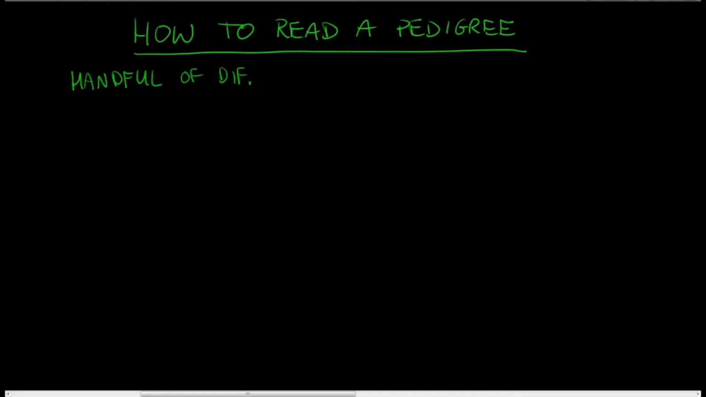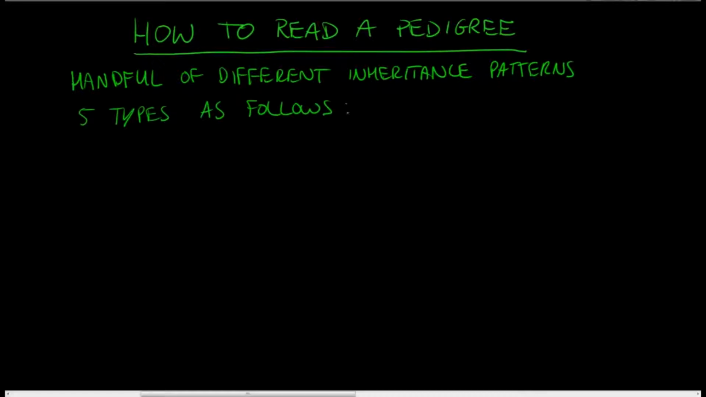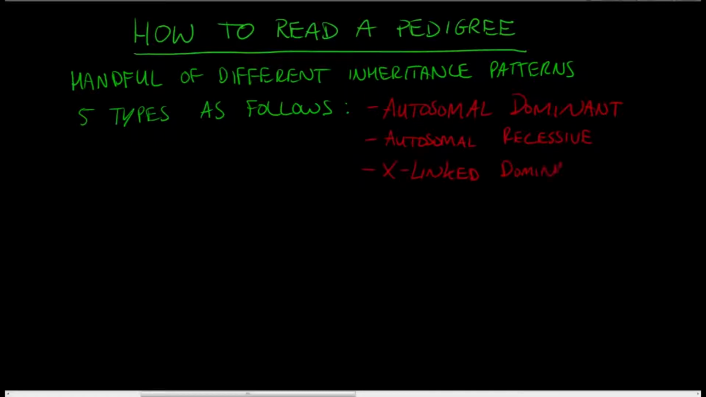Welcome to How to Read a Pedigree Chart. There are a handful of different inheritance patterns that can be observed in pedigree charts. You will be expected to know how to identify 5 different types of inheritance patterns, and they are as follows: autosomal dominant, autosomal recessive, X-linked dominant, X-linked recessive, and Y-linked. That one's not too important, but you still need to understand it.